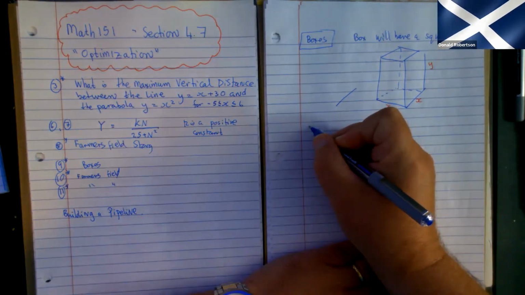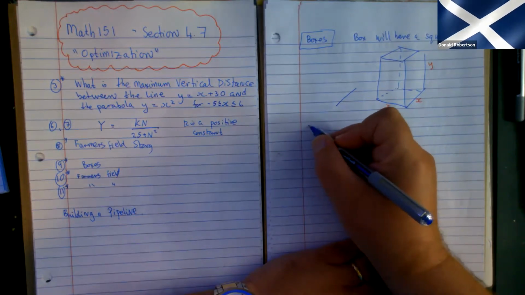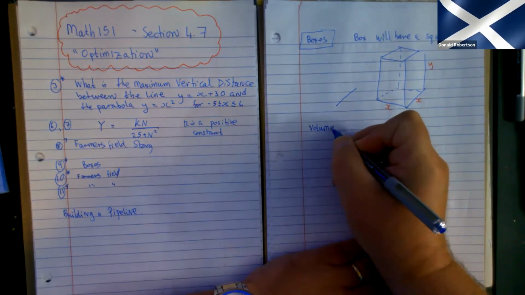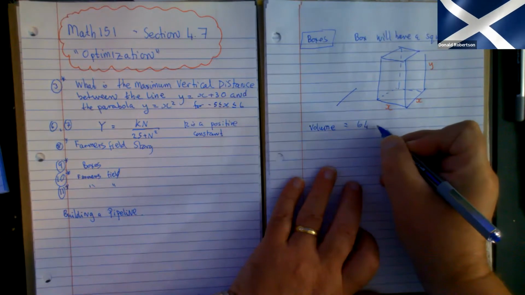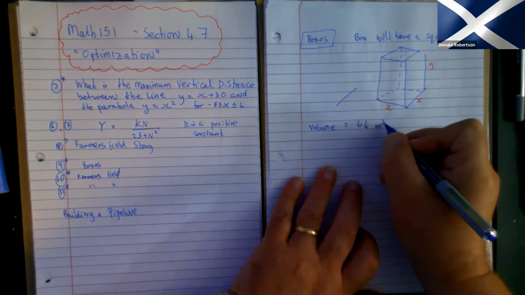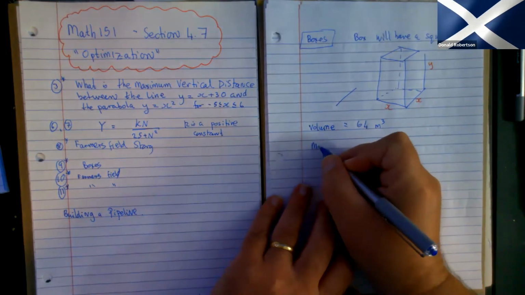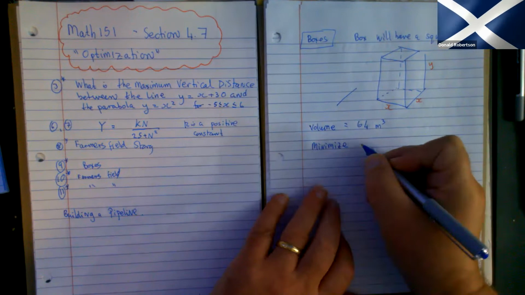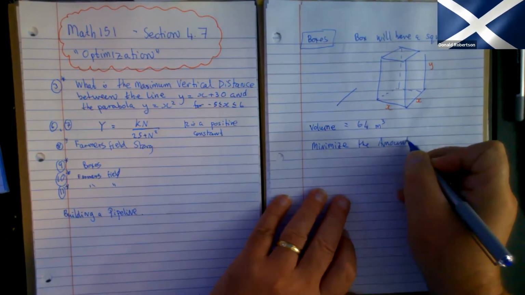You know that the volume of this box is 64 cubic meters, right? So you're told that. And we want to minimize the amount of material to build it.